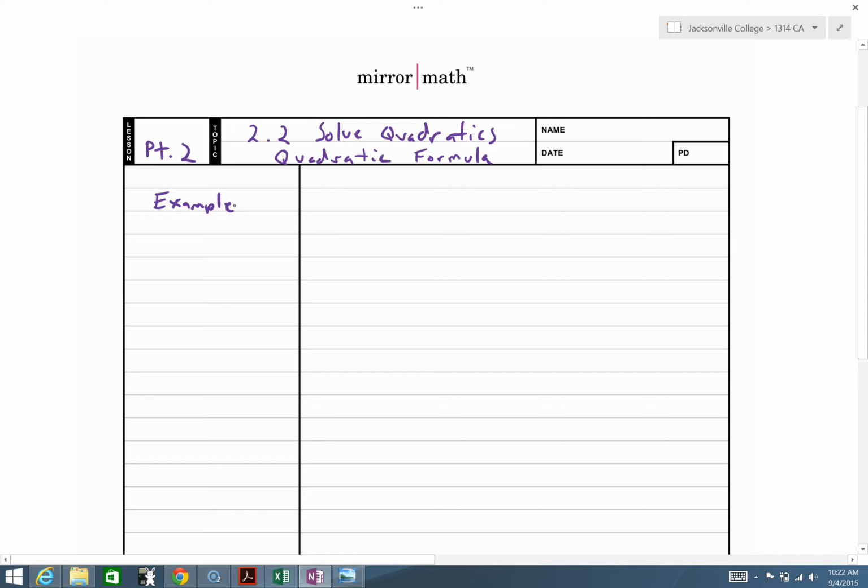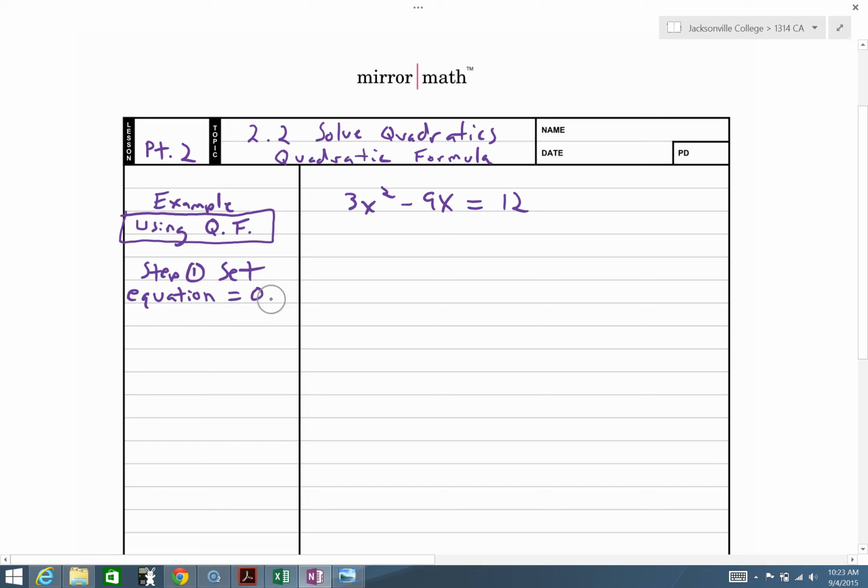Example. Let's use the problem that we closed with in our last video, using the quadratic formula. The first thing we're going to have to do, step 1, is set our equation equal to 0. And this is a common first step with our solving quadratics. We often have to set the equation equal to 0.